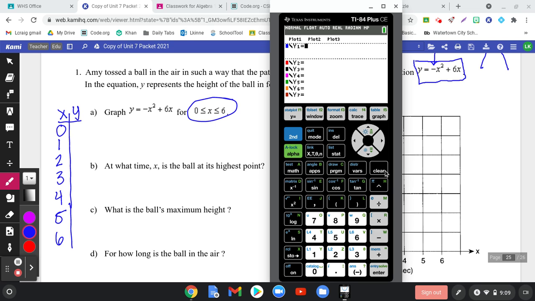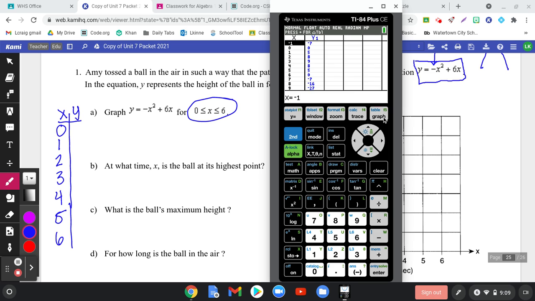All right, so let's clear this out. Negative x squared plus 6x. Now take a look at the table by hitting second graph. So 0, 0, 1, 5. We're just going to copy that down.